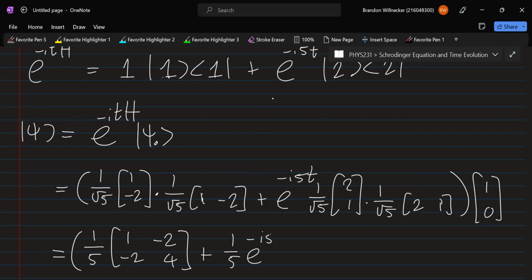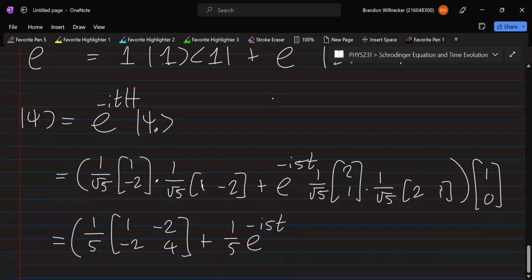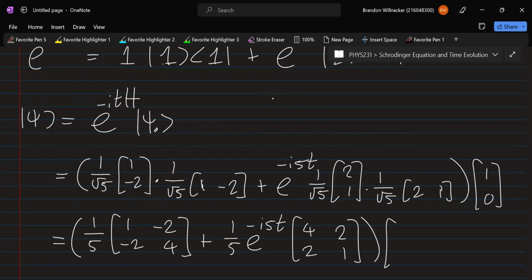E to the minus root 5 t. And then again, we're going to get another matrix. So 2 times 2, that's 4. 2 times 1, that's 2. 1 times 2, that's 2. 1 times 1, that's 1. Okay, and then all of this times 1, 0.